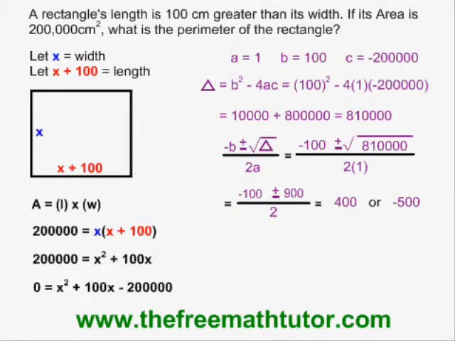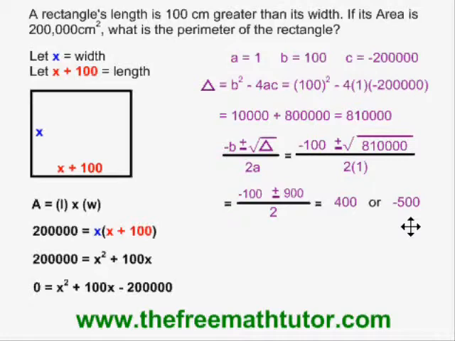I throw away the negative answer, and 400 must be equal to what I defined x as in the first place. Therefore, the width of the rectangle is 400 centimeters. Since the length is 100 centimeters greater, the length must be 500 centimeters. It turns out that the length, 500, has the same value but the opposite sign as the negative answer that I threw away, and this will always happen.